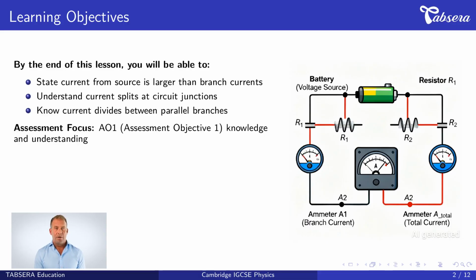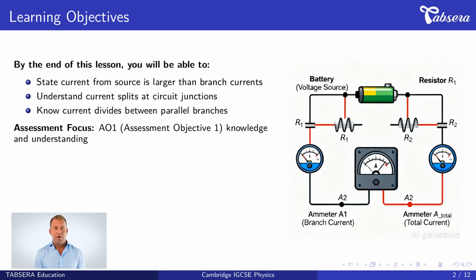Let's examine our learning objectives for today. By the end of this lesson, you will be able to, first, state that current from the source is larger than current in each individual branch. This is a fundamental principle of parallel circuits. Second, understand that current splits at circuit junctions. When current reaches a junction where the circuit divides, it separates into different paths.